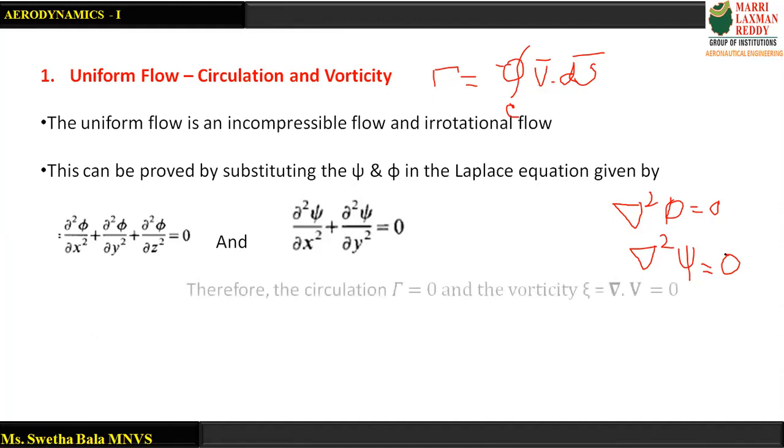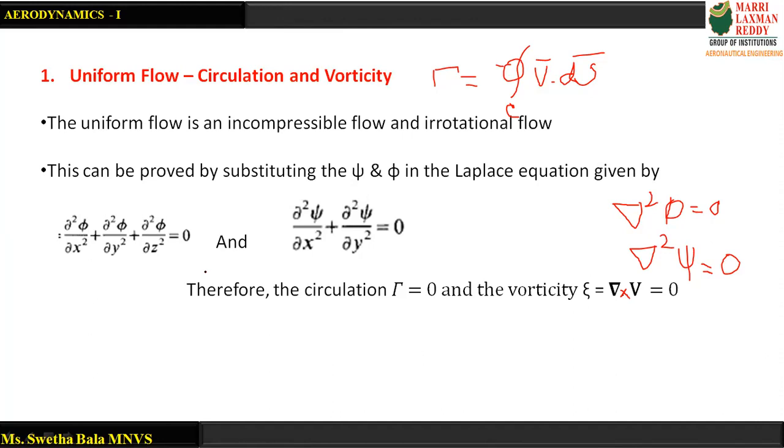Now what is happening? The circulation and the vorticity equal to 0. Check out whether these conditions are satisfied or not. Check out whether del cross v bar is equal to 0 or not. So del cross v bar, if it is equal to 0, whatever the boundary conditions you are taking according to that, then it is an irrotational flow.